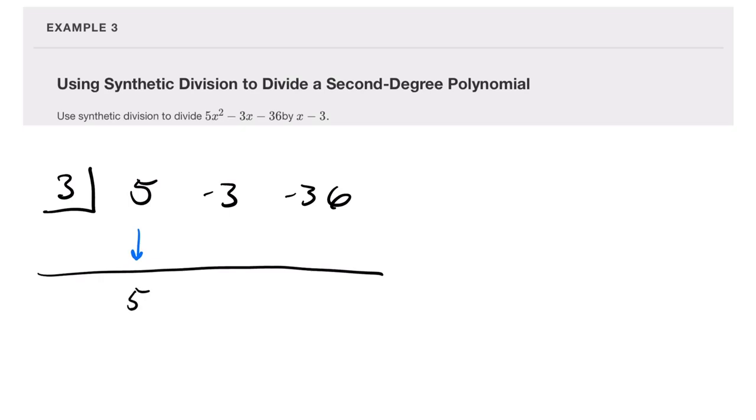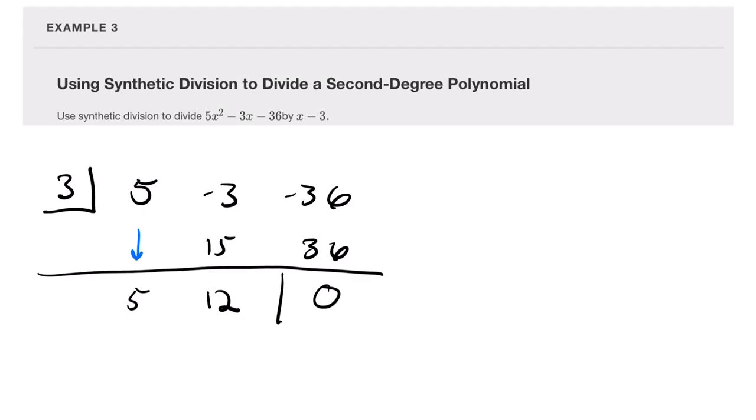Now on a diagonal, we multiply. So 3 times 5 is what? 15. Vertically, we add, so we get 12. Diagonal, we multiply, we get 36. Vertically, we add, and we get a remainder of 0. So that's our remainder.